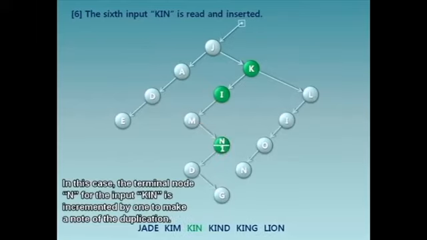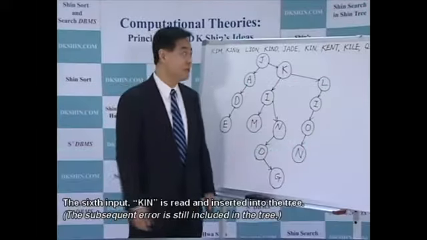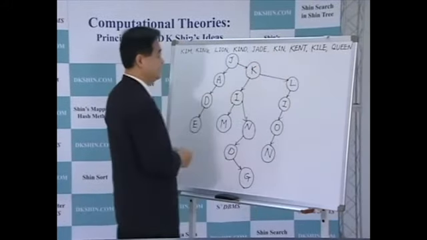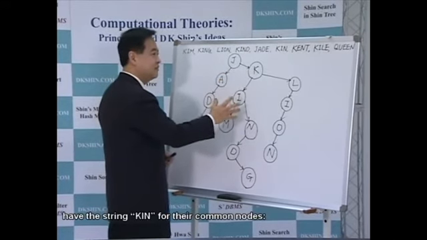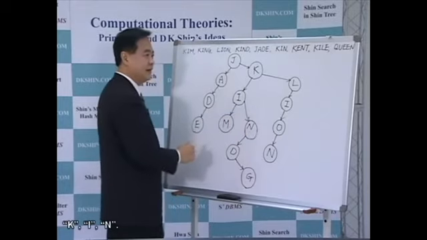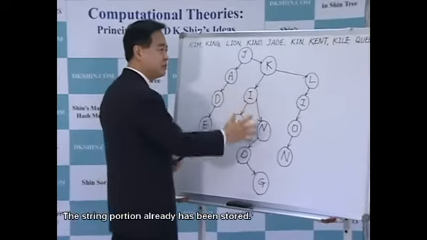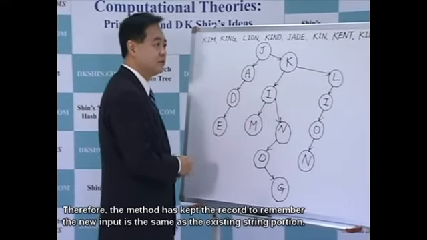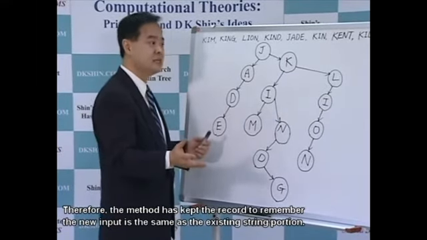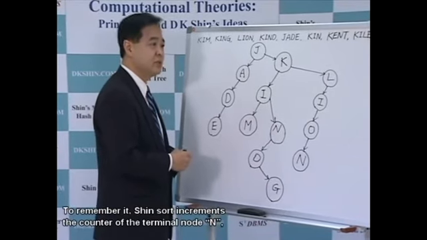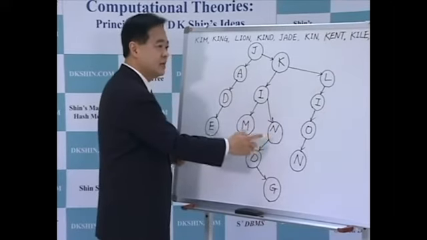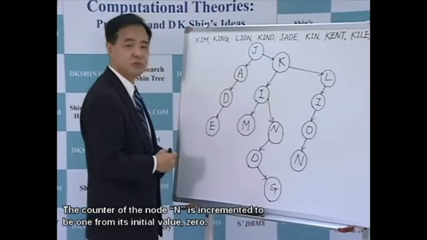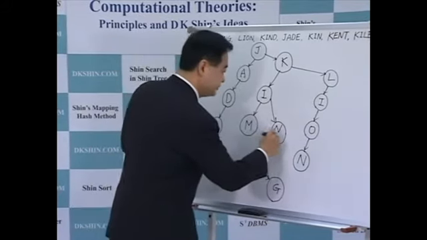In this case, the terminal node n for the input kin is incremented by 1 to make a note of the duplication. The sixth input, kin, is read to be inserted into the tree. Both kind and king have the string kin for their common nodes. So the string portion has already been stored. Therefore, the method has a record to remember the new input is the same as the existing string portion. To remember it, Shin sort increments the counter of the terminal node n, for there is an input string kin. The counter of the node n is incremented to be 1 from its initial value 0.